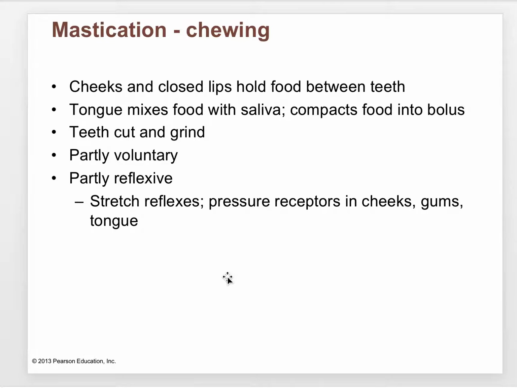Mastication is chewing. The cheeks close, the lips close to hold food in between the teeth. The tongue mixes the food with saliva, compacts food into a bolus. The teeth cut and grind. Chewing is partially voluntary, partially reflexive. You could consciously make efforts to chew, but sometimes chewing is just automatic.